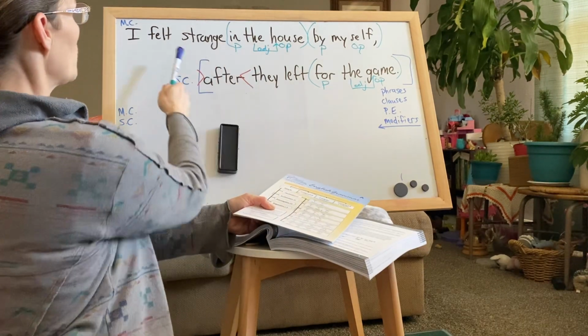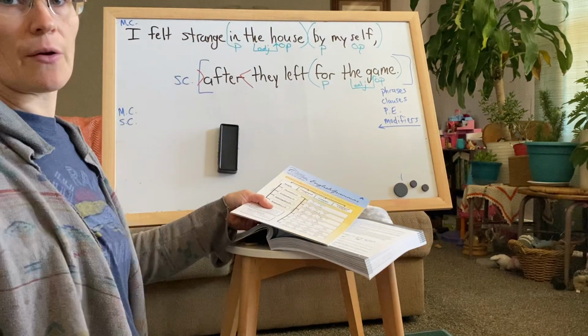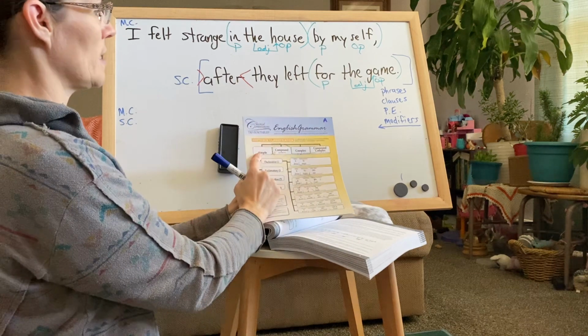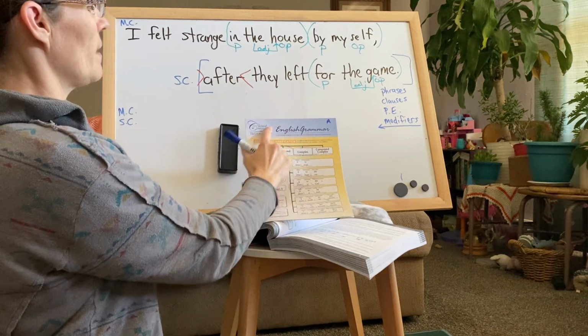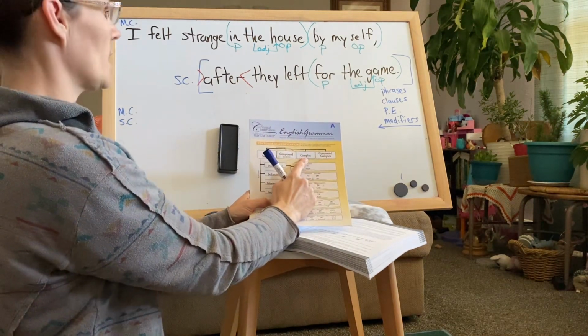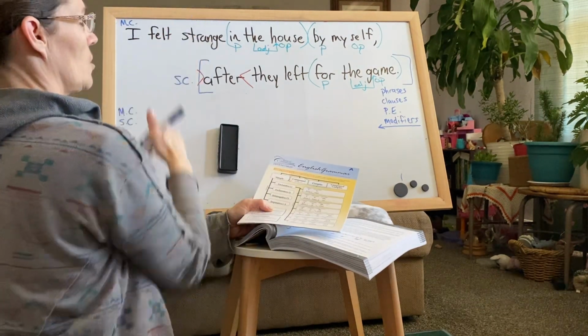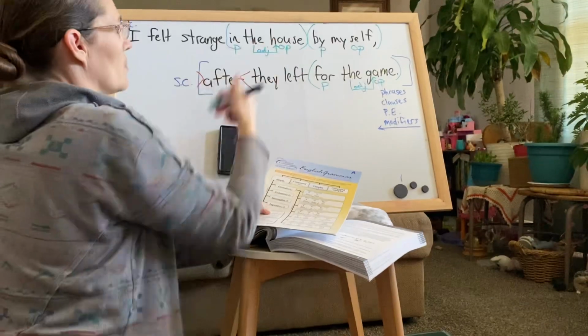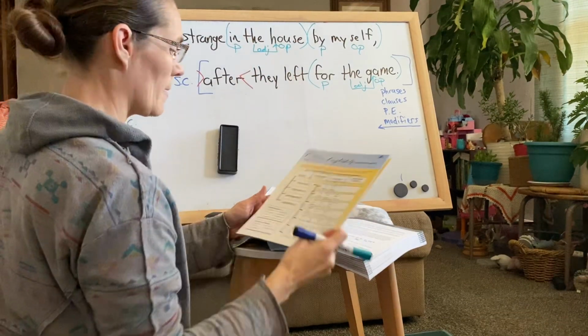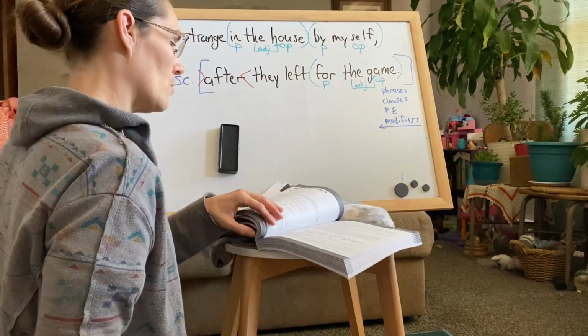So if we just wanted to say, I felt strange in the house by myself, there's our simple sentence. Or just, I felt strange. But it makes it complex because after they left for the game. Well, where did you feel strange? In the house. By myself, okay? When did you feel strange?